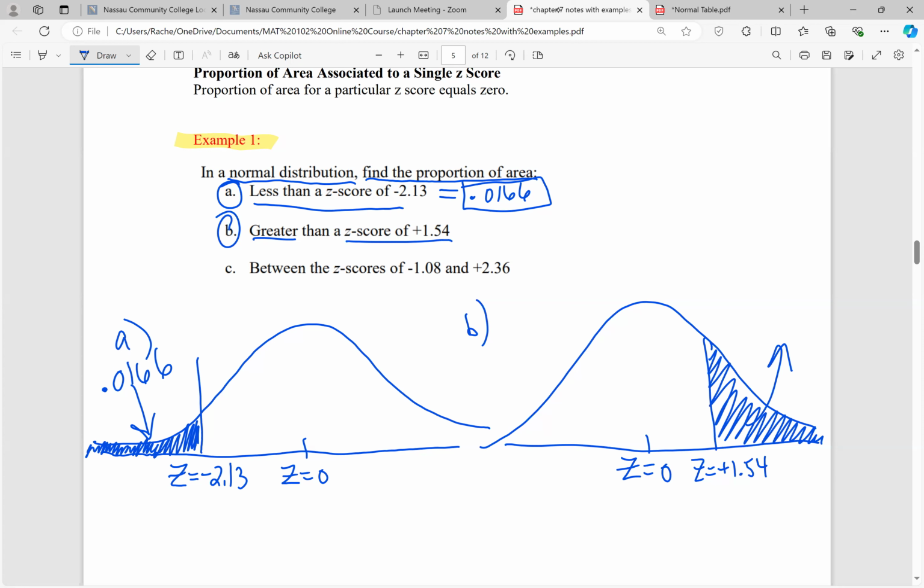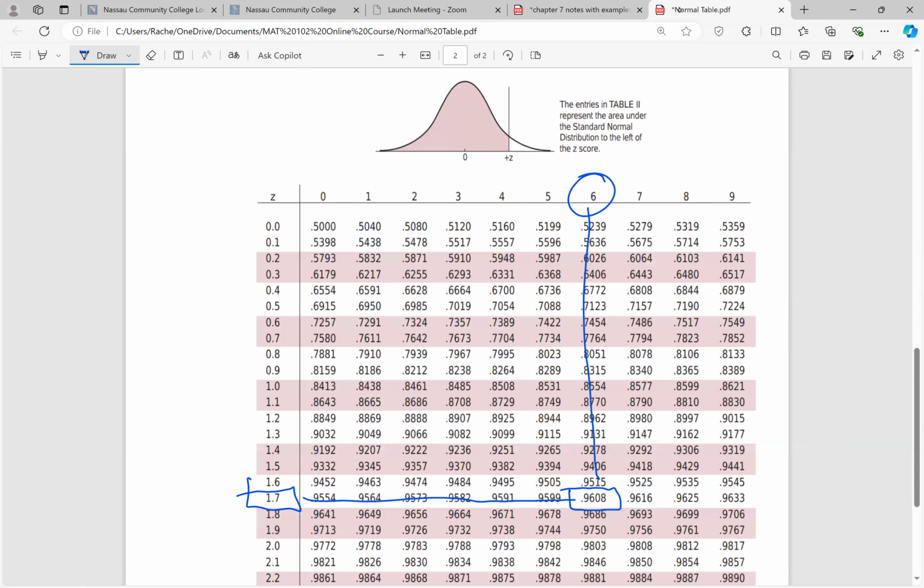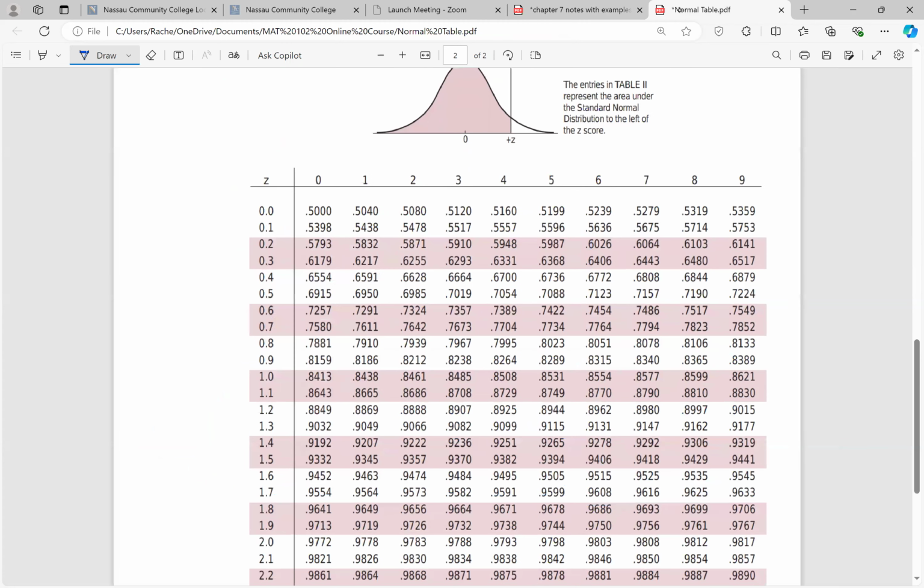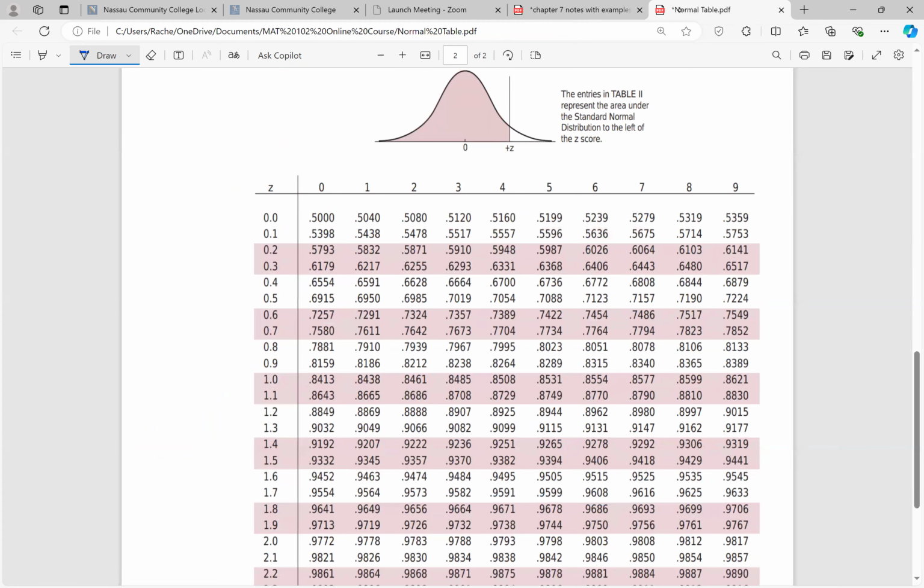So let's go to the table, right? We always have to go to the normal table in order to get the shaded area. Now we're positive, so I'm going to stay on the positive table. And we want to look up a z-score of 1.5 and then 4. So I'm going to look for the 4 in the 100 spot.